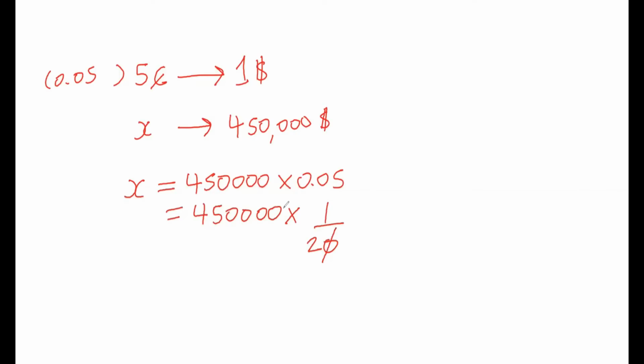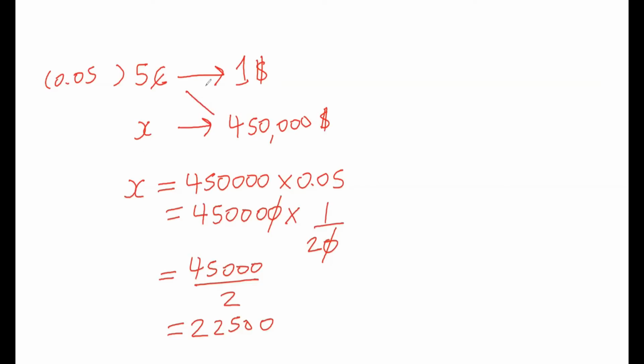So 0 into it, 0 cancel this 0. So it is just 45,000 divided by 2. And that is going to be 22,500. So that's 22,500. So remember how we start? For every 5 cents correspond to every dollar. That's what they say. So we need to find out how much cents or how much dollars correspond to 450,000.